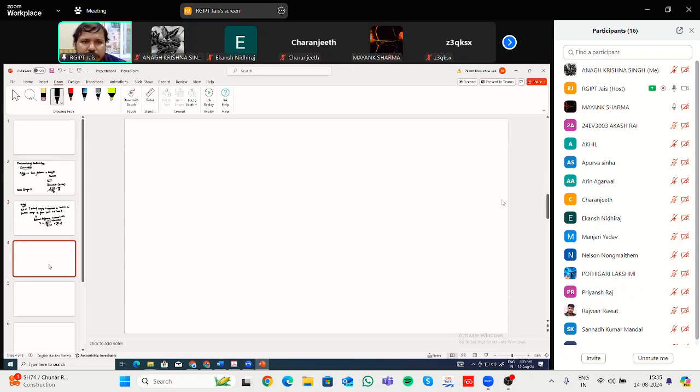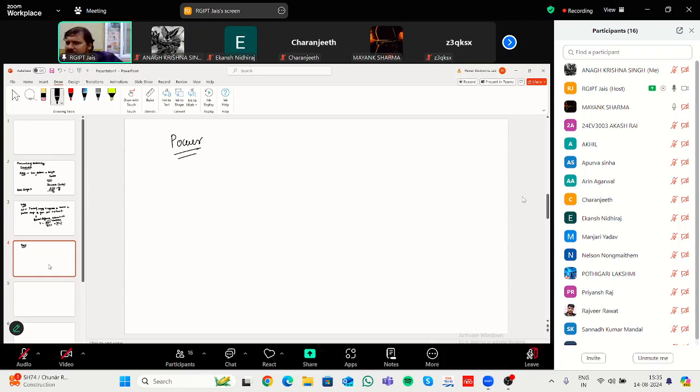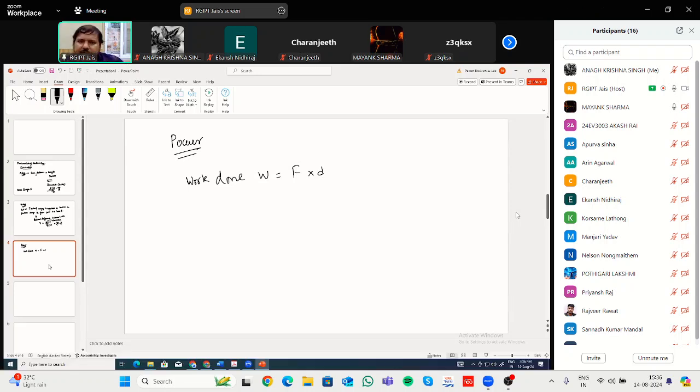Next is power. Power is the work done per unit time. Let us say you are applying a force of F newtons, an electric field, acting for a duration of t seconds and through a distance of d. Then the amount of work done, W, will be equal to the force multiplied by the distance. And what will be the unit? Newton meter, or joule.